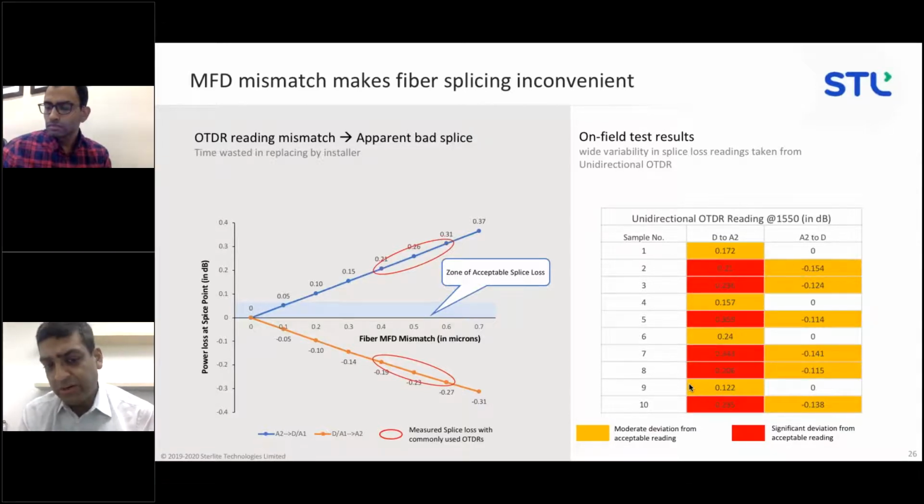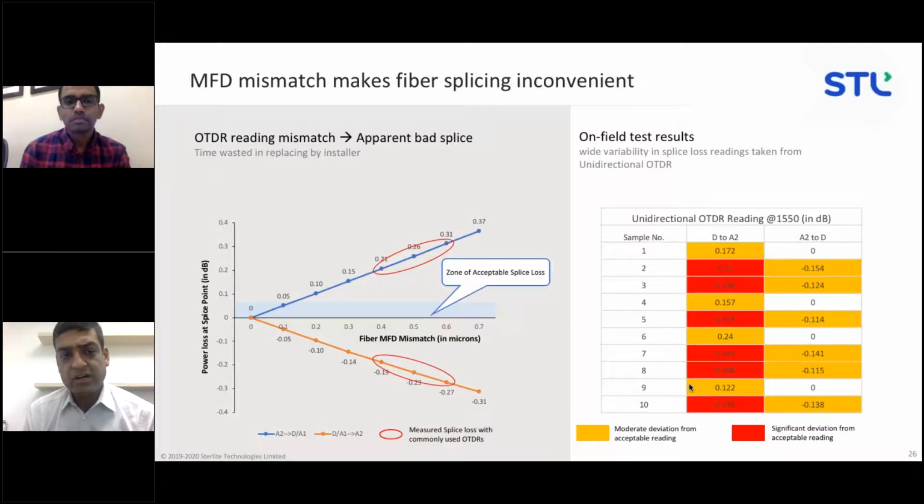Now, why are there two different curves over here? The answer is that when we go from a fiber with a lower mode field diameter to a higher mode field diameter, you see an apparent gain in the splice loss, which sounds completely out of whack if you've been used to splicing fibers with the same mode field diameter before. On the other hand, when you go from D to A2, or a higher mode field diameter to a lower mode field diameter, you see an apparent loss.